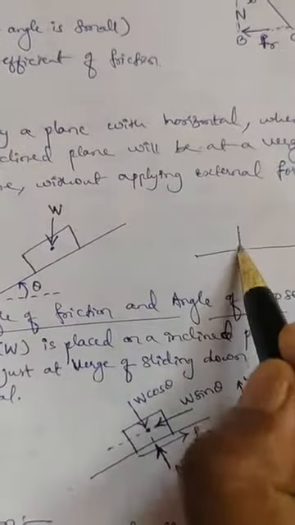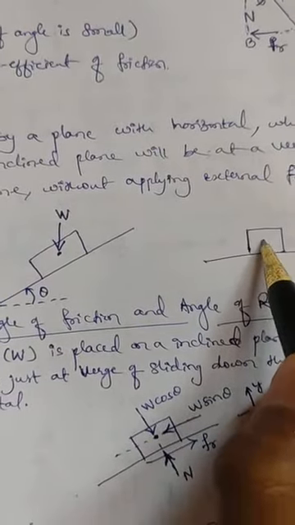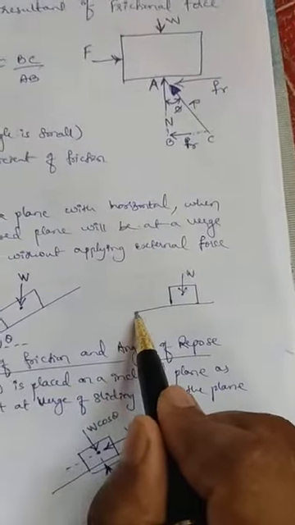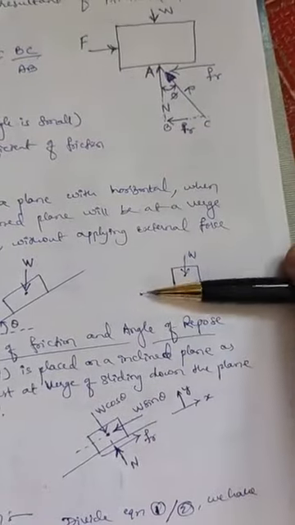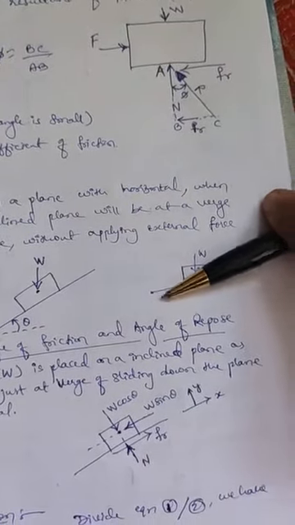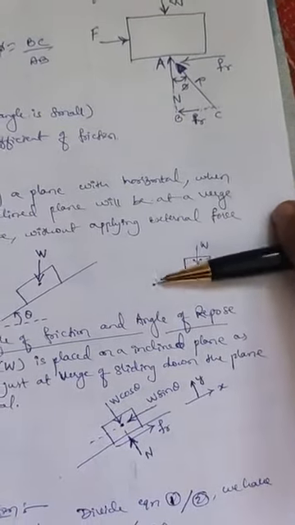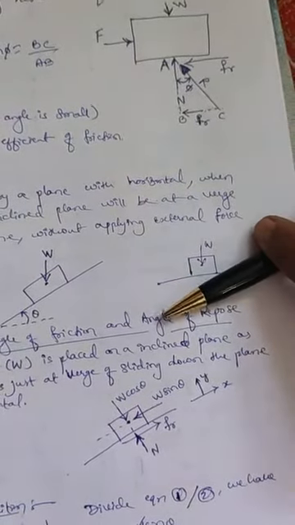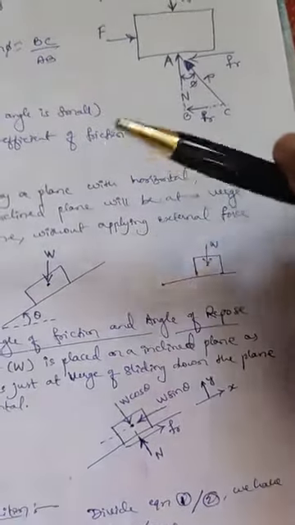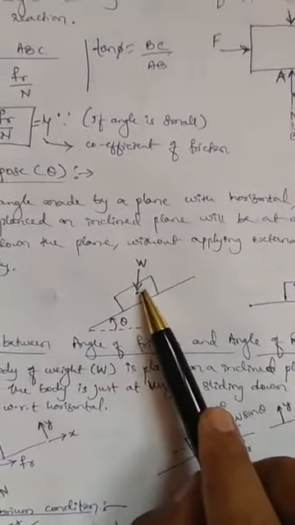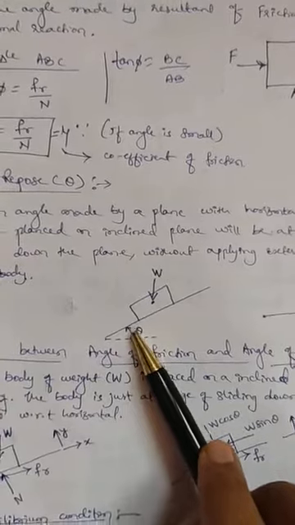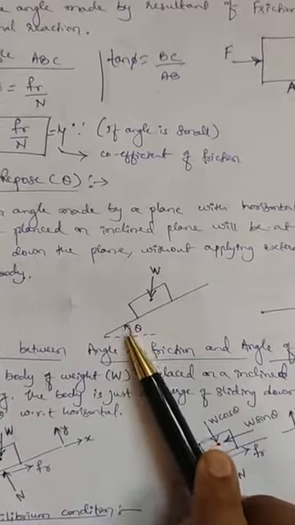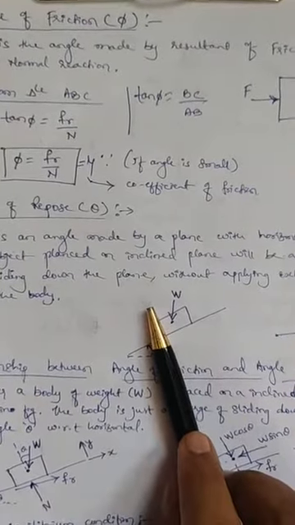If the plane is horizontal and I place a body on it which has a weight W, I will gradually raise this horizontal plane vertically up, so it will make some angle. When the block is placed on the horizontal plane, I will try to rotate this plane anti-clockwise. At a certain angle, without the application of force, this block will slide down. At what angle this block slides down, that angle is called angle of repose.